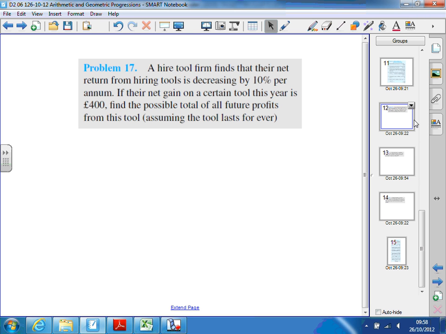So the sum as far as the infinite series is concerned is given by A over 1 minus R. So all we need is R and A, and we've got it. Well, we know A. A is the first term, £400. The question is, and this is what I need to look at, is to find R.